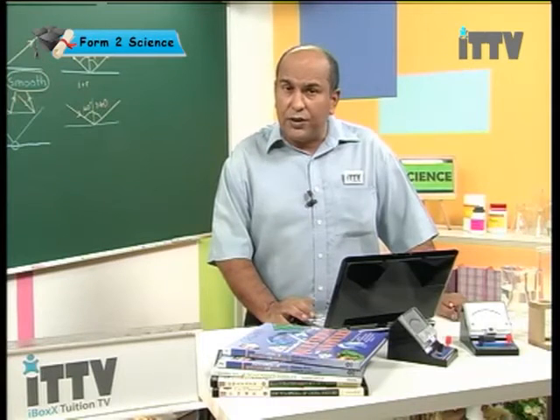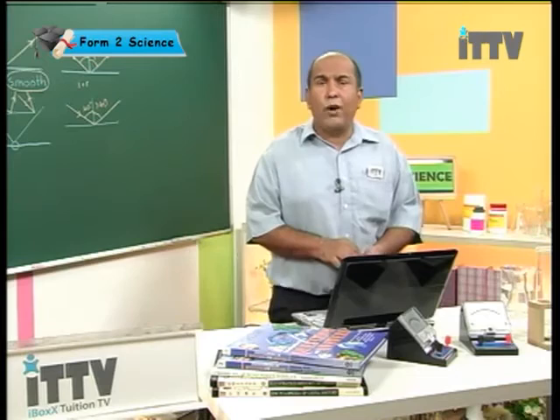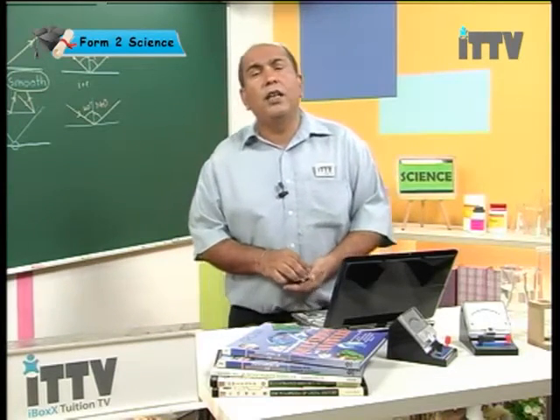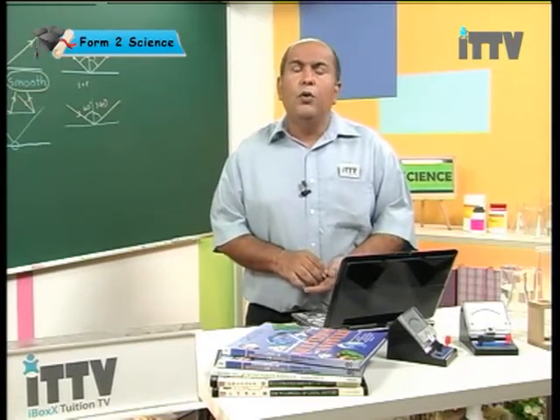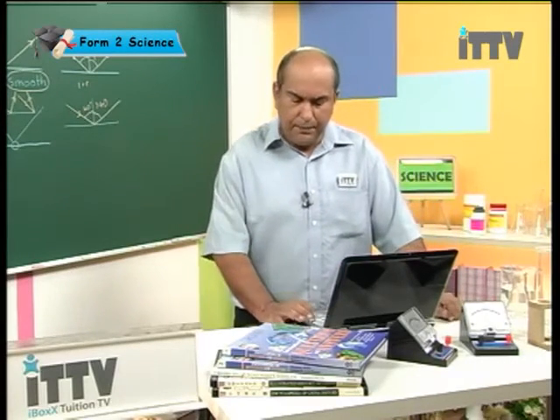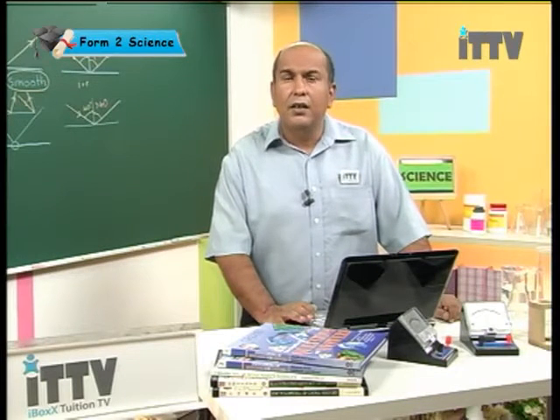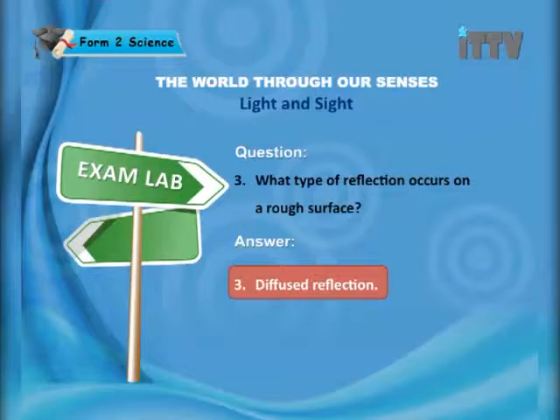Let's try one last question. What type of reflection occurs on a rough surface? Now we have two types of reflection. One is called regular reflection. One is called diffused reflection. Which one do you think occurs on a rough surface? Have you written your answers down? Good. Let's check. Diffused reflection. So, diffused reflection occurs on a rough surface.